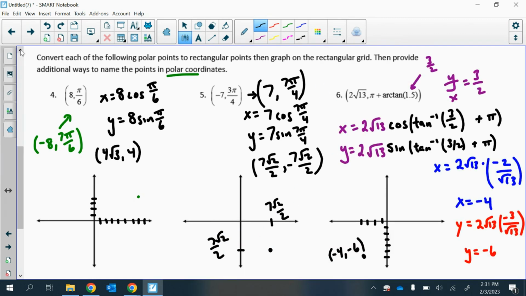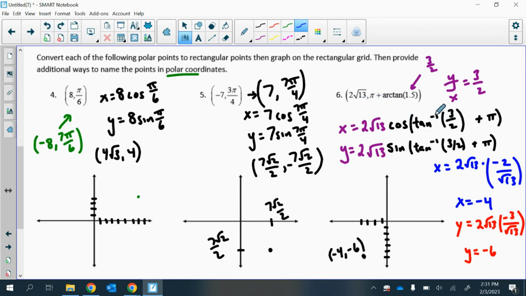Finally, problem 6, we can use x equals r cosine theta and y equals r sine theta. But it might help to understand what's happening with arctangent of 1.5 plus pi. So y over x is on the inside of the arctangent, so that means y over x equals 3 halves. That would give us a first quadrant angle, but then the plus pi rotates it, so now we have a third quadrant angle. So I should be aware that this means third quadrant angle.